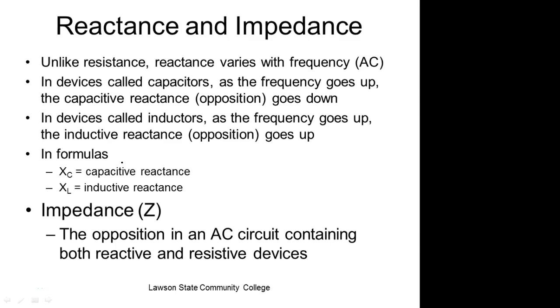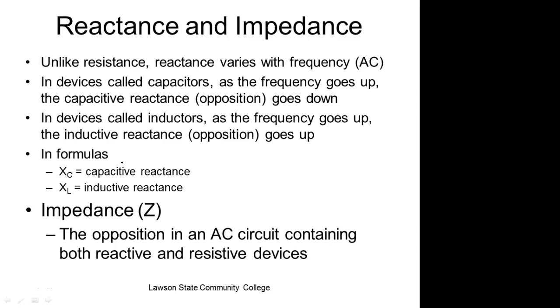So capacitors create an opposition called capacitive reactance. Inductance creates an opposition we call inductive reactance. And in formulas, we represent them as either XC or XL. Somebody else taking AC, y'all going to run into XC and XL.